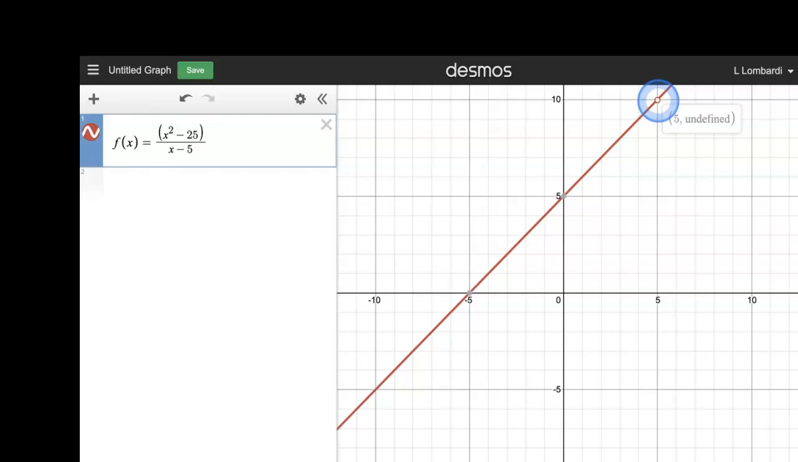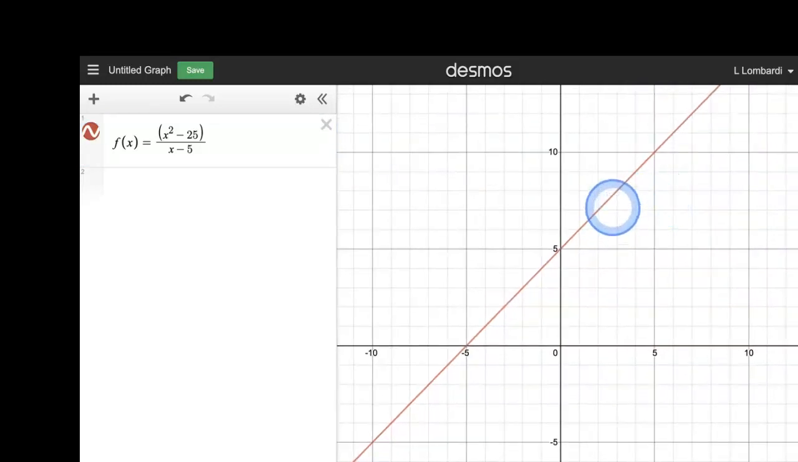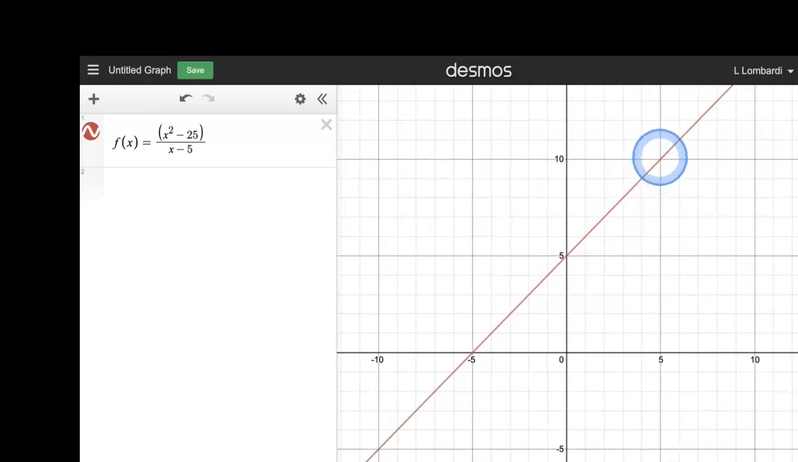Now we can tell by looking at the graph. I'll move this down just a little bit for you. We can tell by looking at the graph that the limit as x approaches 5 is going to be 10 because that's the corresponding y value right here. The values are getting closer and closer to 10, both sides. But we want to see how this looks in a table of values.